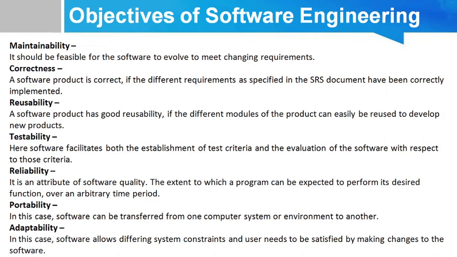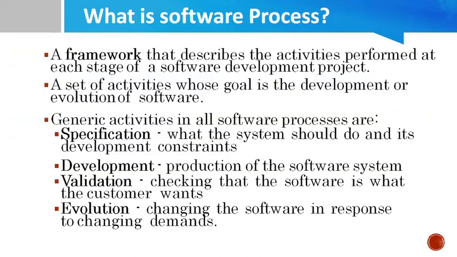Next is portability. In this case, software can be transferred from one computer system or environment to another. Next is adaptability. In this case, software allows differing system constraints and user needs to be satisfied by making the changes to the software.